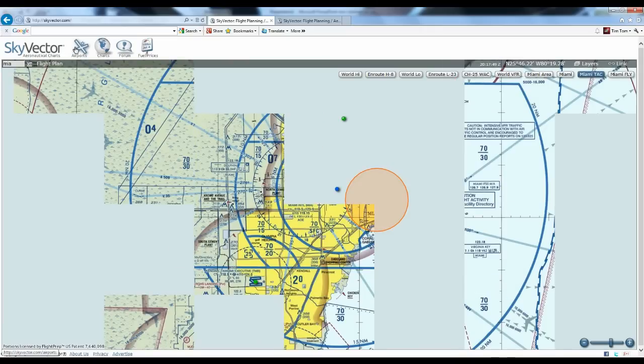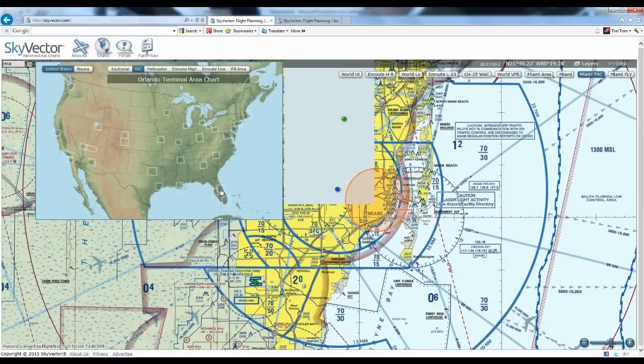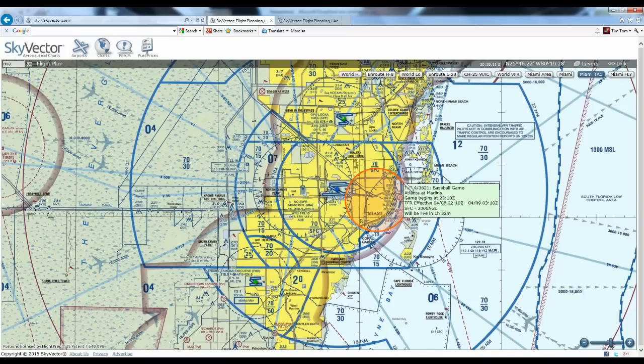And as you can see, if I go over here, they don't exist very often. They exist wherever you find Class Bravo, basically. Orlando's got one, Tampa, Miami, Atlanta, Charlotte, Baltimore, Philadelphia, New York, Boston. All Class Bravos have one. These are very useful charts because they show more zoomed in detail. It's basically the same thing as the sectional, just a little bit more detail to it.